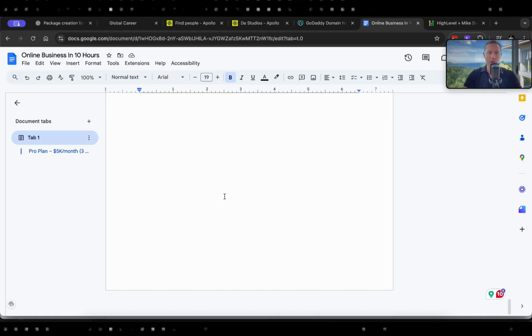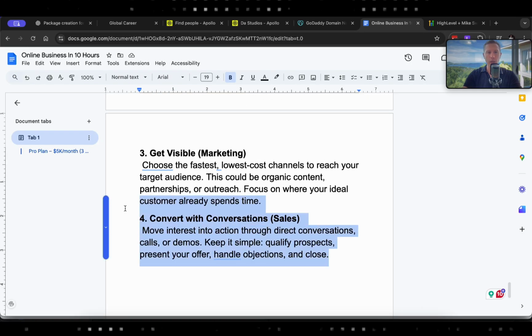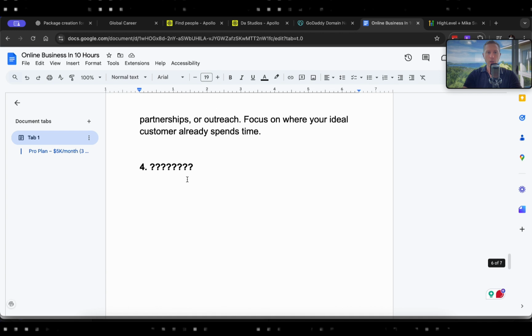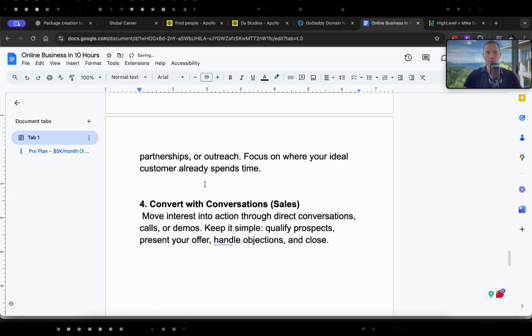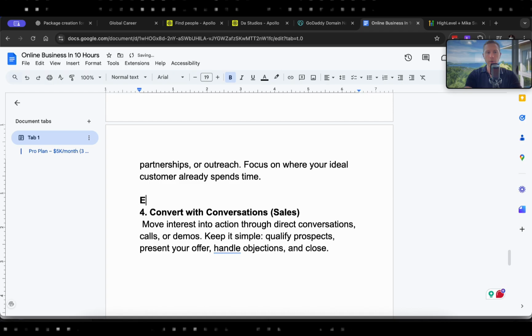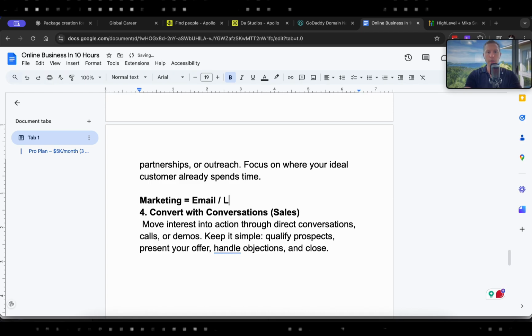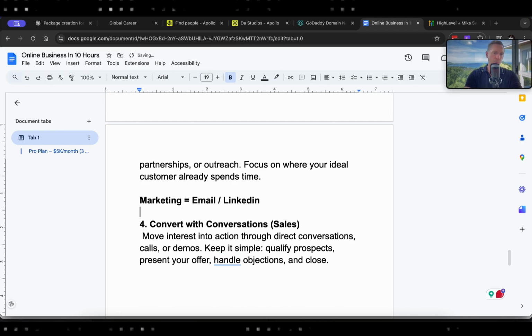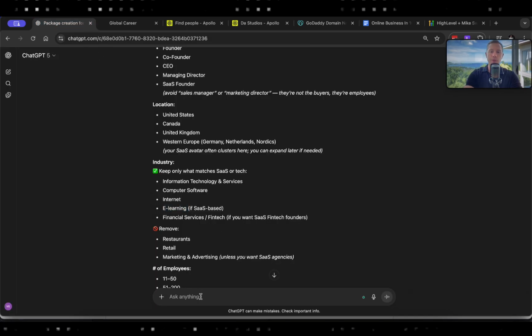So this brings us down to number 4, sales and marketing. The sales and marketing portion is basically going to be like this: email, LinkedIn. And what I want to do is create a really simple formula for getting people interested via email and LinkedIn. So I'm just going to create a really quick message.